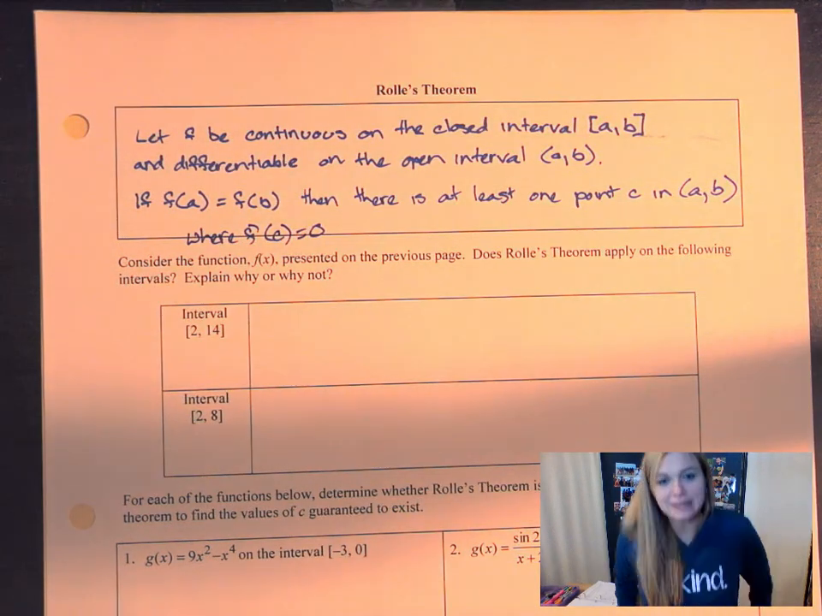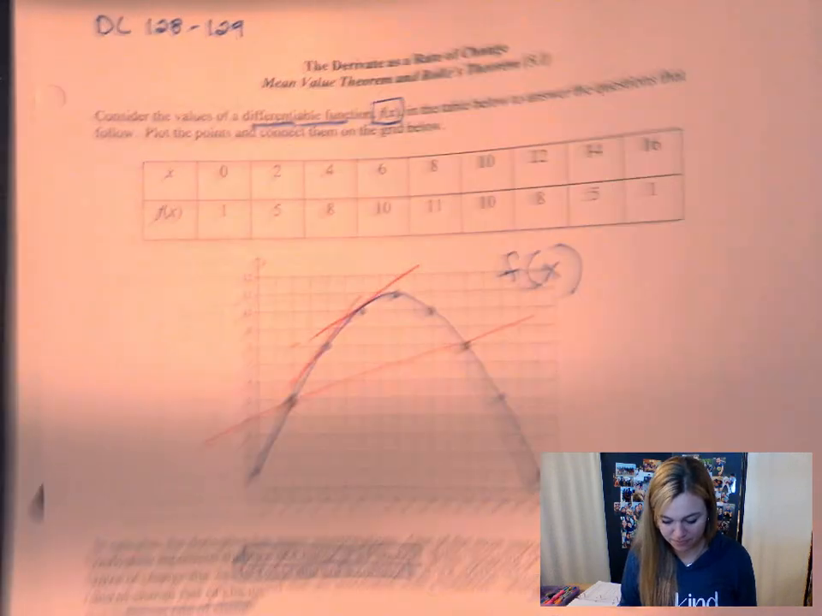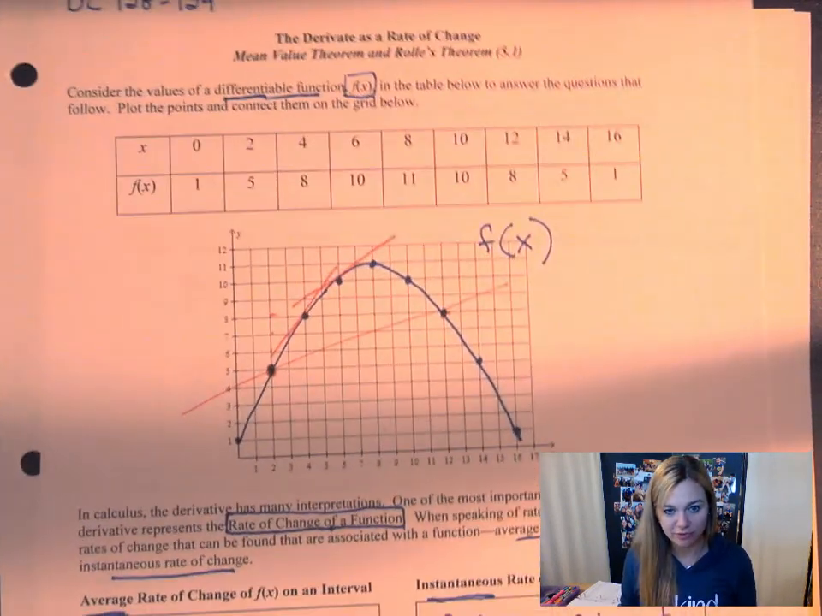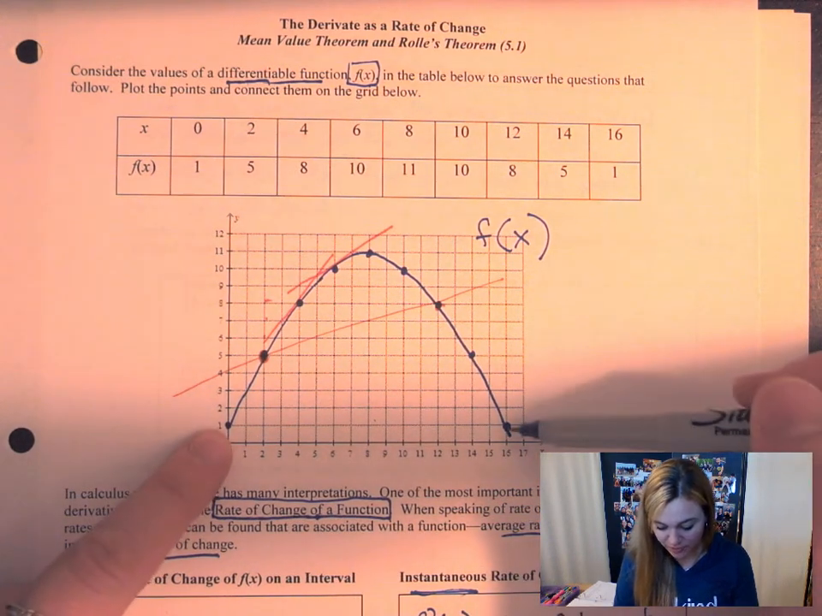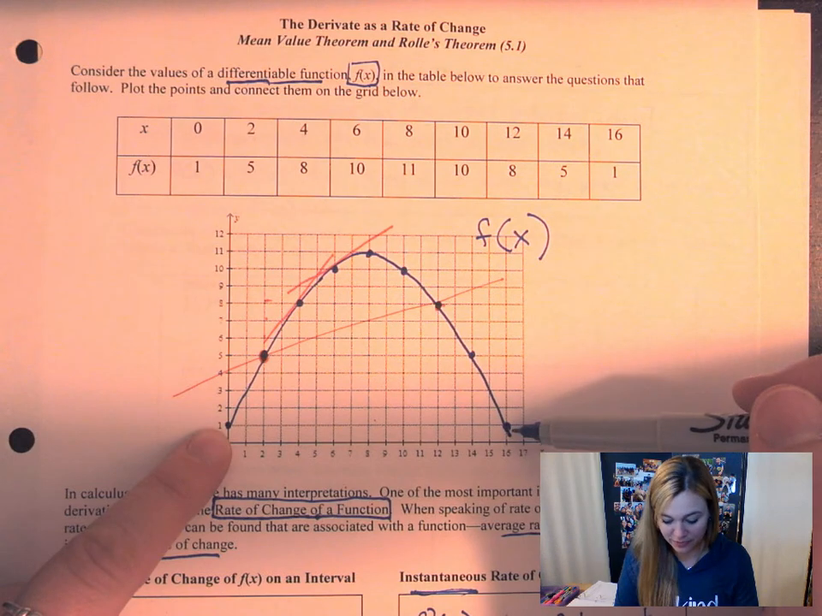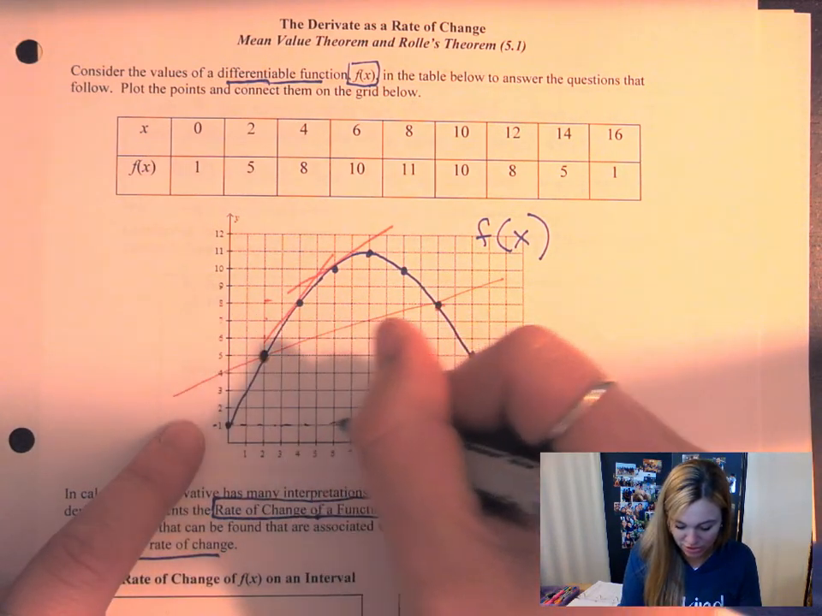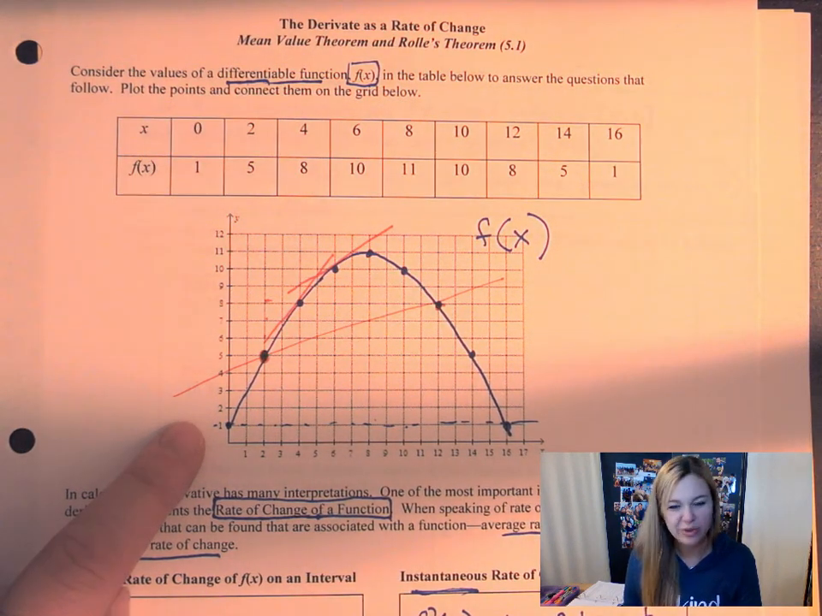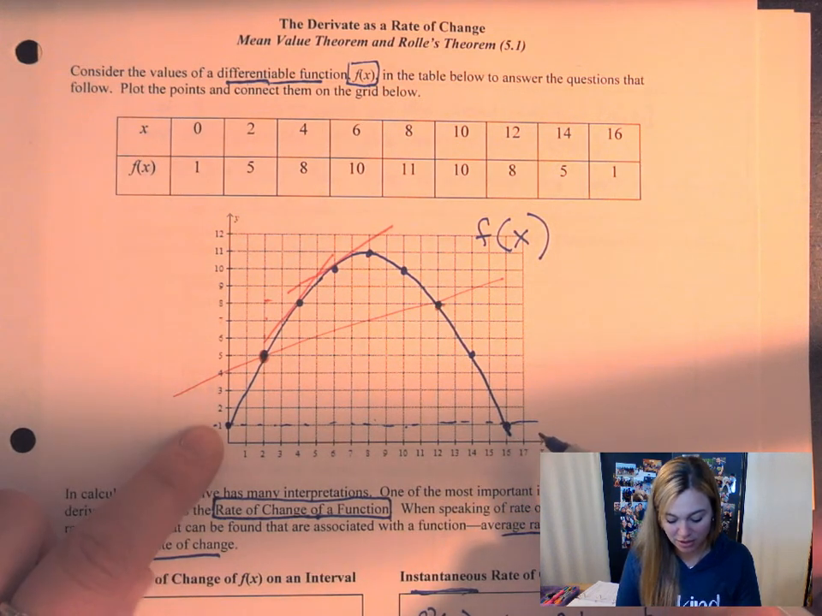Okay, so let's go back to that first graph and see if this makes sense. Let's pick some place, an interval, where I start and end and have the same values. What about here and here? From 1 to 16. See how the average rate of change here? What is the average rate of change between x equals 0 and x equals 16?